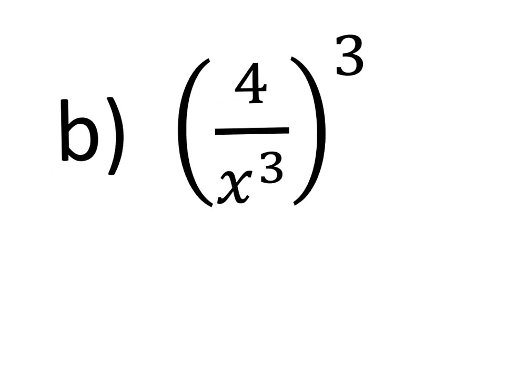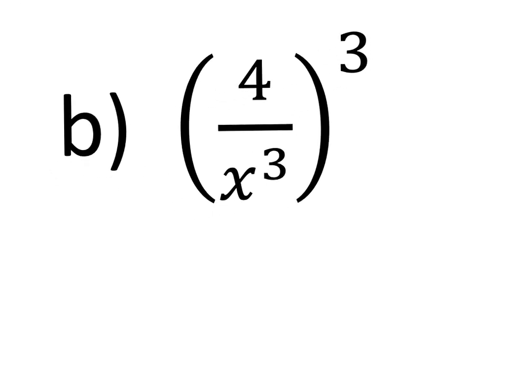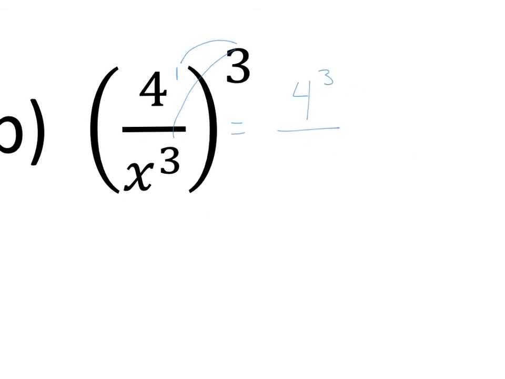All right, example B here. Okay, so there's a 1 here. We're going to drop that 3 into both parts. So I'm going to have 4 to the 3rd. In this case, again, multiply. So 3 times 3 would be 9, so x to the 9th. And then, as always, 4 times 4 times 4 would be 64, x to the 9th. And that's your answer.